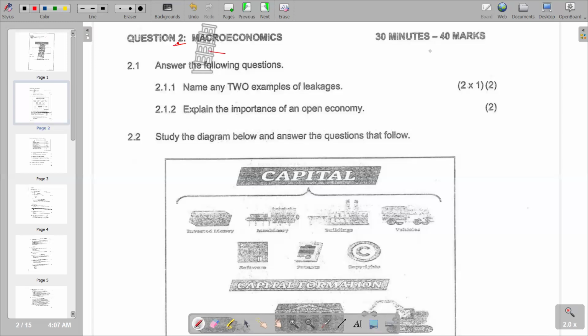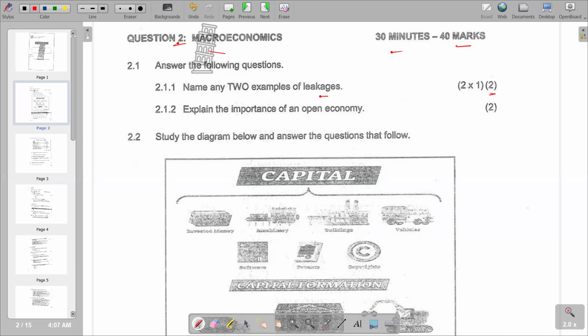Our question 2 is on macroeconomics, and it has 40 marks, and it requires you to spend on average 30 minutes on that question. Our question reads: answer the following questions. The first part, 2.1.1, reads: name two examples of leakages. The question has 2 marks, which means every example carries 1 mark.